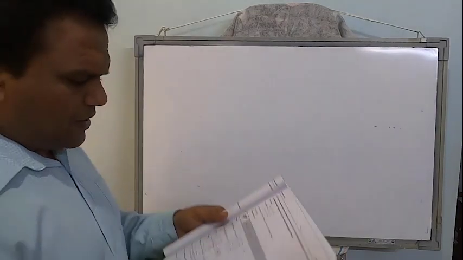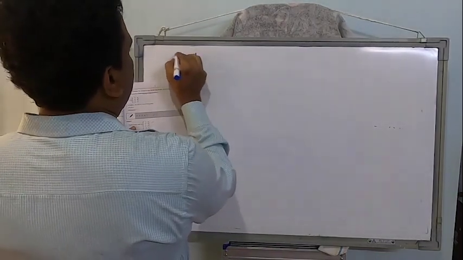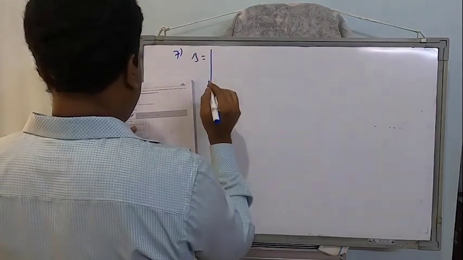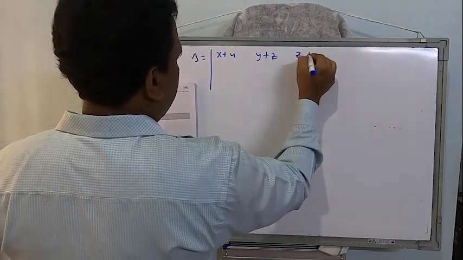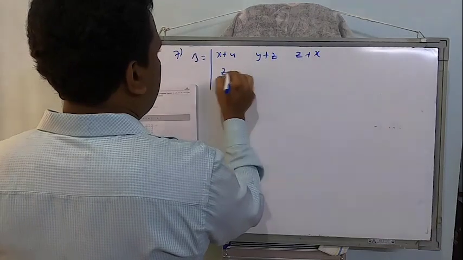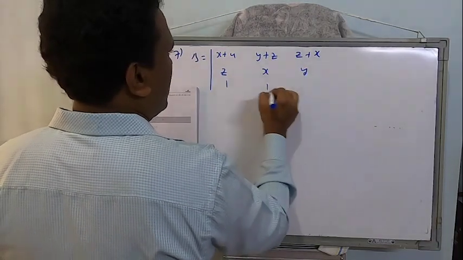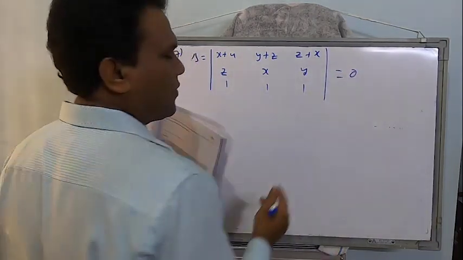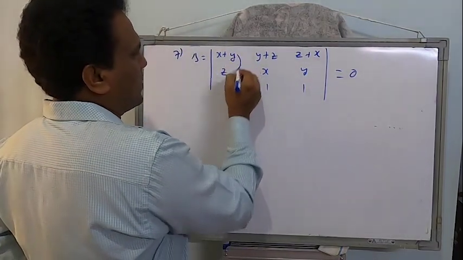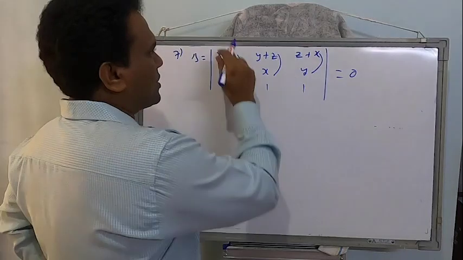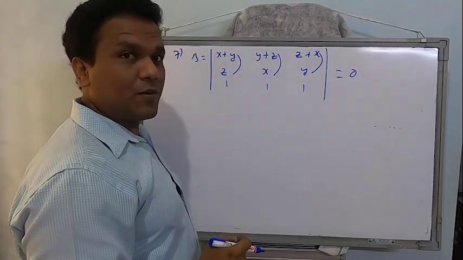So problem number 7: without expanding, prove that delta equal to the determinant with first row x plus y, y plus z, z plus x, second row z, x, y, and third row 1, 1, 1, has the value 0. So simple. You have to just observe these two elements. What will the sum of these two give you? x plus y plus z.